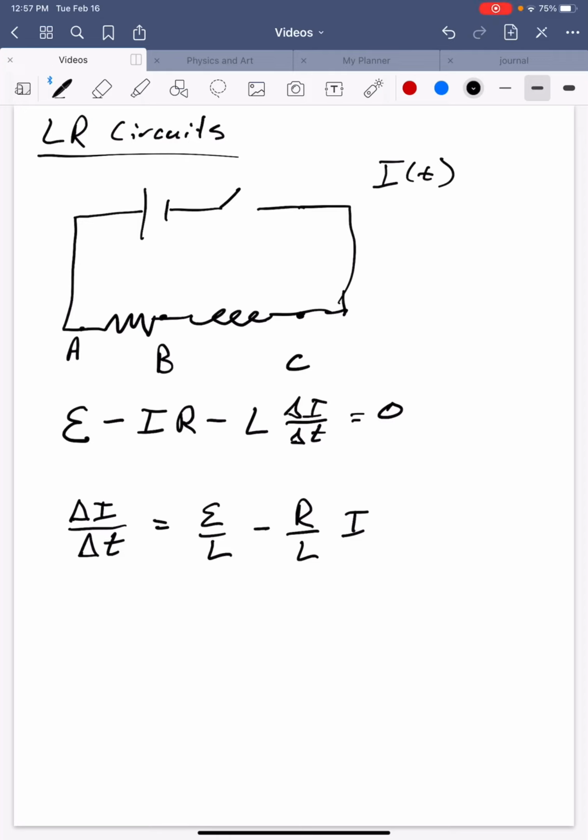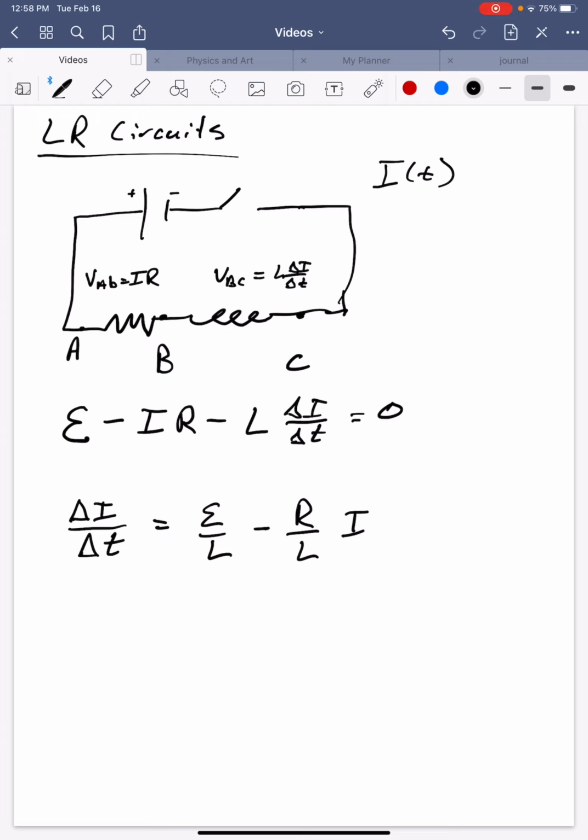All right, let's take a moment now and talk about RL circuits. So imagine I have a battery that is connected in series to a resistor and an inductor. So VAB in this case would equal IR, and VBC would equal L delta I over delta T. So I can use Kirchhoff's laws here, and I can say that the EMF across the battery minus IR minus L dI/dt is equal to 0.